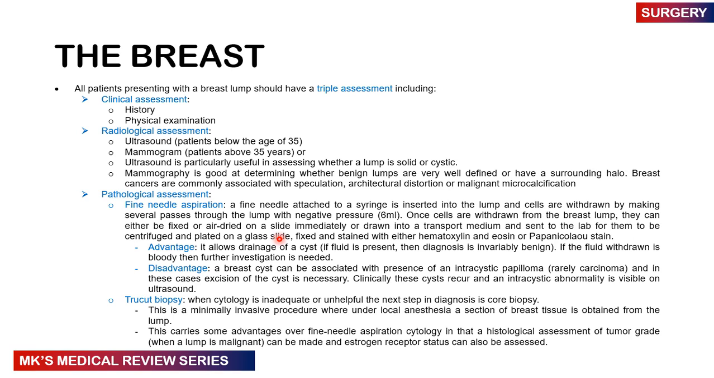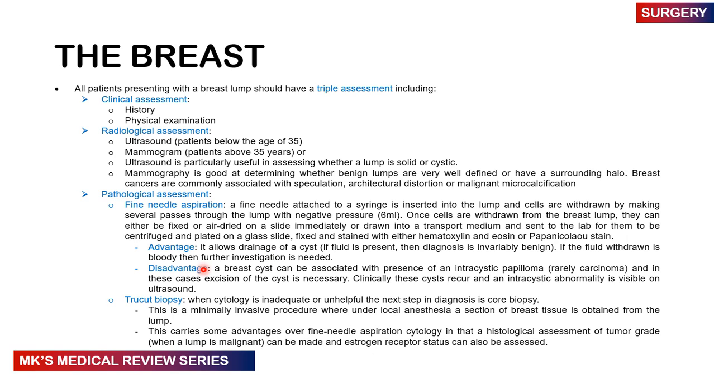Now, there are some advantages and disadvantages of doing this. One advantage is that it allows drainage of cysts if there's fluid present, and this is almost diagnostic of benign pathology. And if the fluid that is withdrawn is bloody, then this may warrant further investigations.